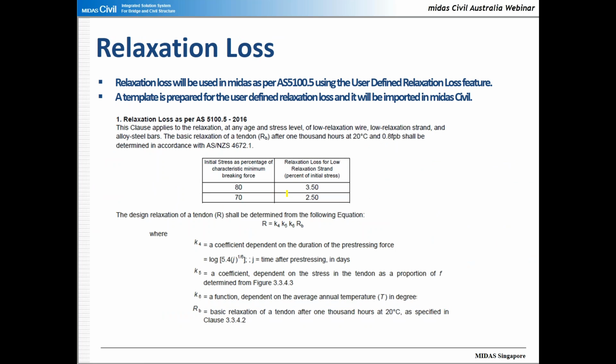Then we need to calculate the relaxation loss as per AS5100 Part 5. The relaxation model of the new code is essentially based on the CEB-FIP model of creep and shrinkage. The formulas used in the relaxation loss are mentioned in this slide.